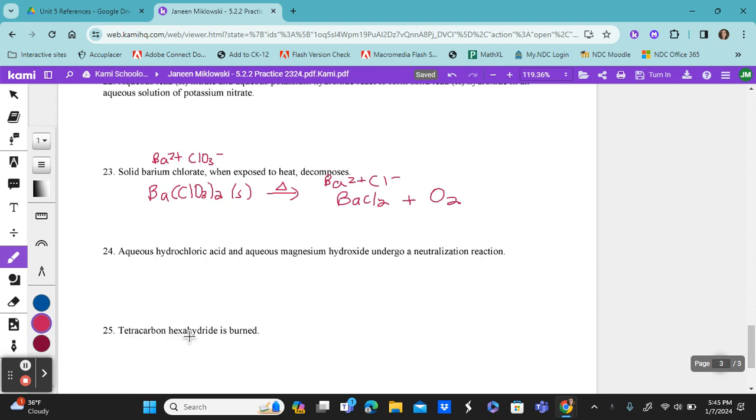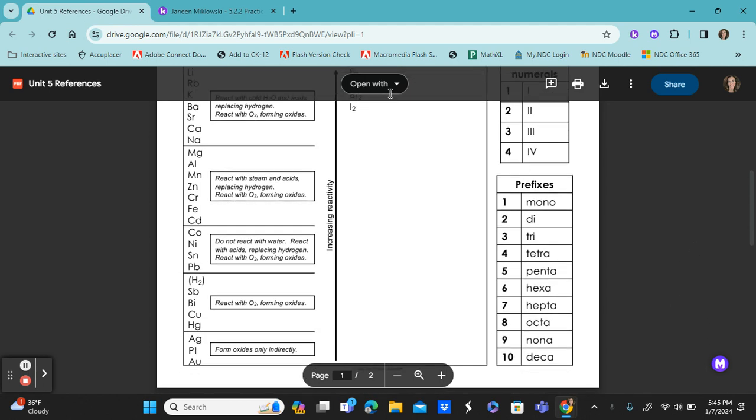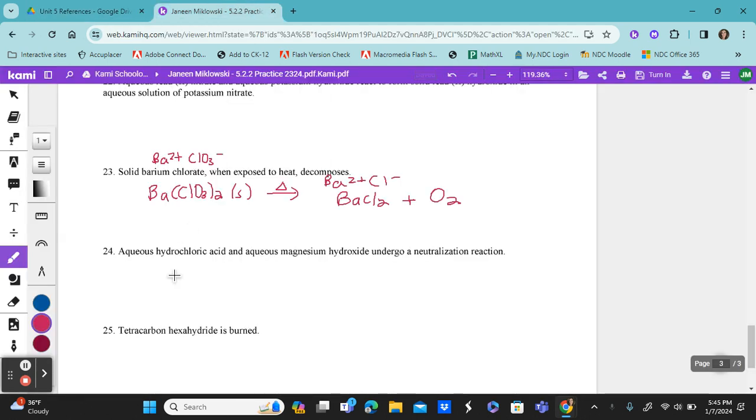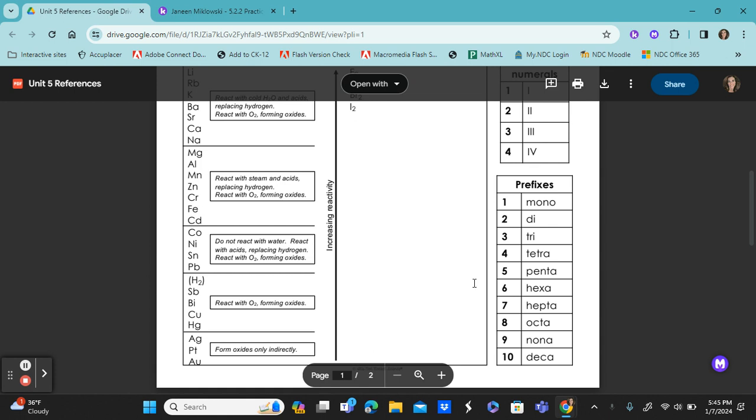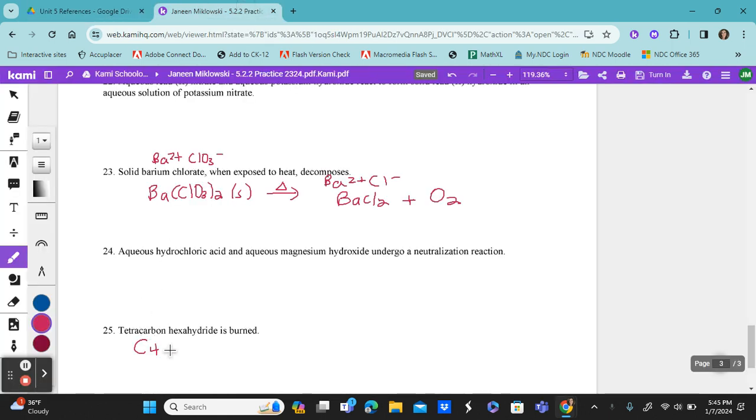By the way, tetracarbon hexahydride, if you look at your references, it gives you the prefixes. We haven't done this type of naming yet, but we will soon. Tetra means 4, and then hexa is 6. This is where I'm getting this. C4H6 is the formula for that, and it's burned, so hopefully that gives you a little clue as far as the other reactant and the products.